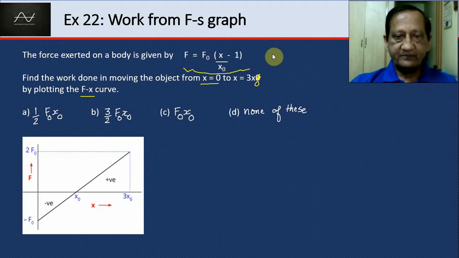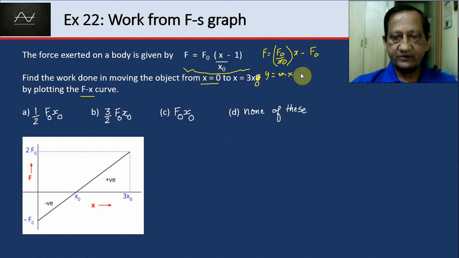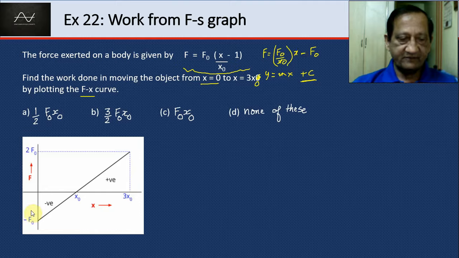This will be what? F equal to f naught by x naught into x minus f naught. If you compare this with y is equal to mx plus c as the equation of a straight line, then this c is the y-intercept. So minus f naught is the y-intercept right here. And f naught by x naught is the slope. So we can draw a line with a slope f naught by x naught.